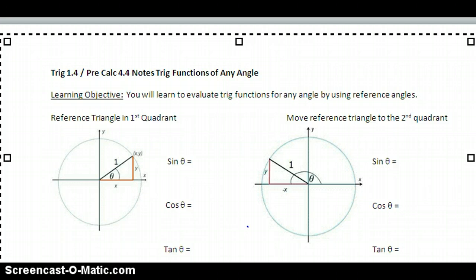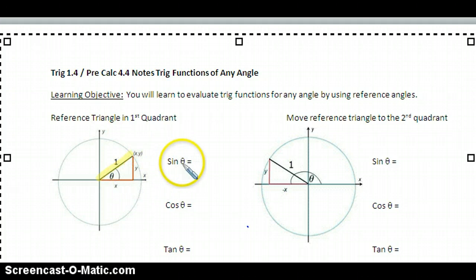So first let's look at a triangle here that's in the first quadrant. If it's on our unit circle, one of the definitions we know from a unit circle is that the radius is going to be 1. So this distance is going to be 1. Let's say that we have some xy coordinate point here. What I know about that coordinate point without assigning it specific numbers is that the x value will be positive, and the y value will also be positive because it's in the first quadrant.